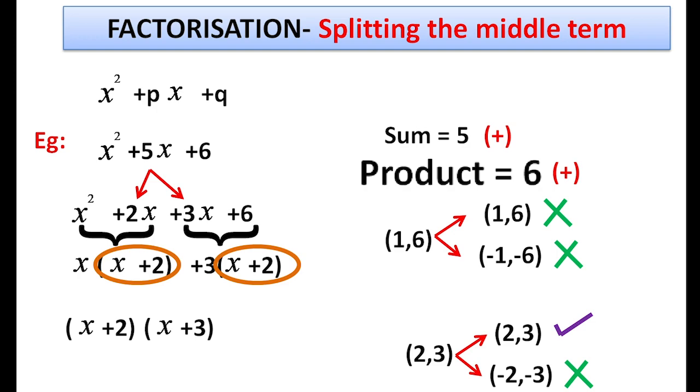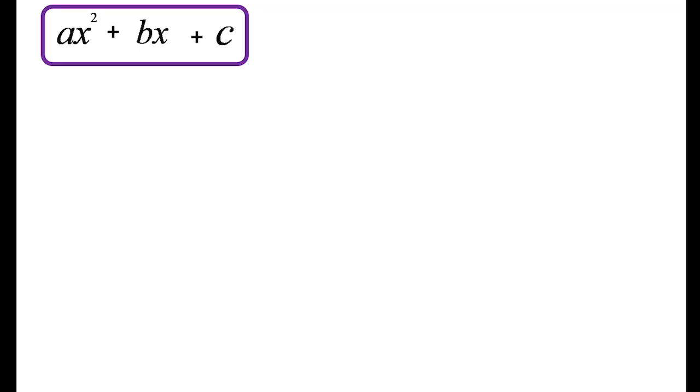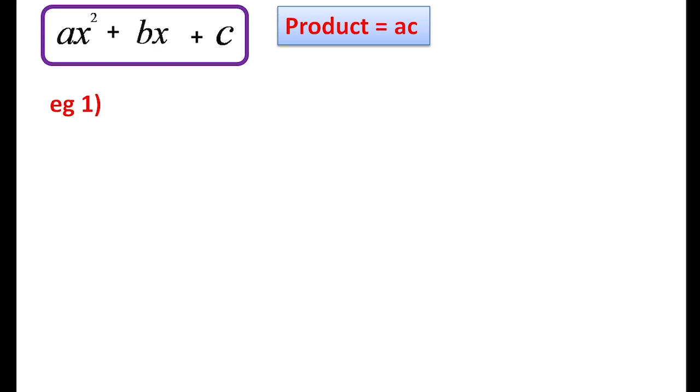The same method only we are applying for ax square plus bx plus c also. Here the only difference is while taking the product we have to take the product as ac, that is the product of the coefficient of x square and the constant term. Let's take one example, 2x square plus 3x plus 1. Here the coefficient of x square is 2 and the middle term is 3x. That middle term only we are splitting, and the constant term is 1.